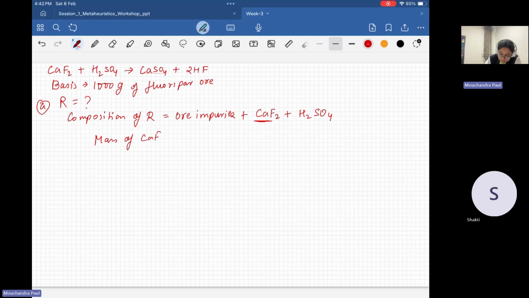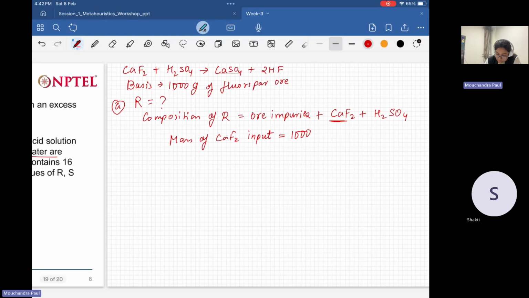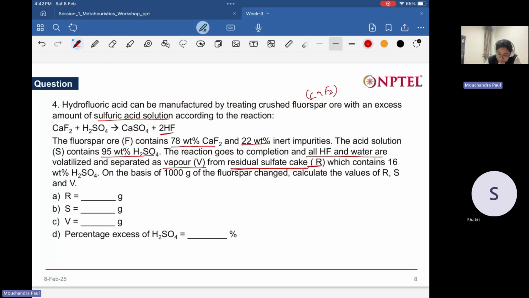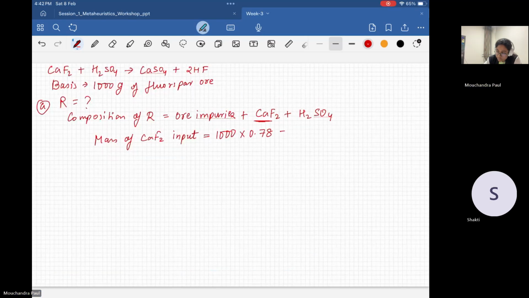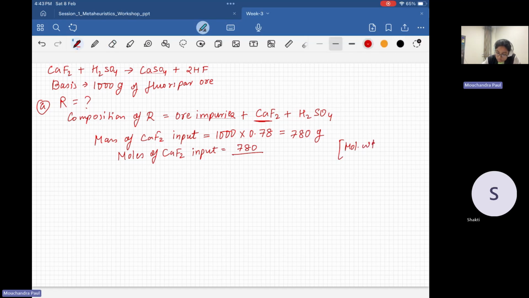So mass of CaF2 input is 1000 grams, the weight of the ore. In that 1000 grams, there is 78 weight percent CaF2, right? That will come out to be 780 grams. So what is the number of moles then? Moles of CaF2 input will be weight by molecular weight of CaF2. The molecular weight of CaF2 is 78 gram per mole. You can calculate it and check yourself as well. So that will give you 10 moles. So 10 moles of CaF2 is being given.